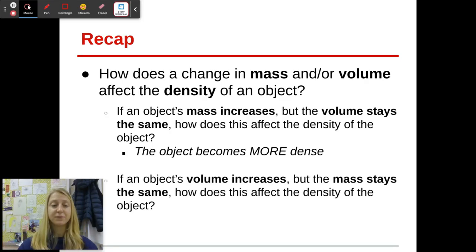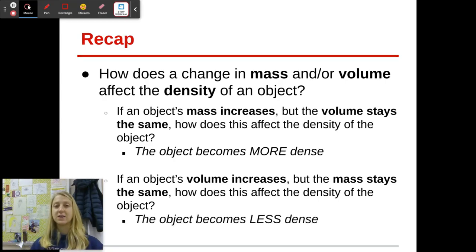And then the flip side of that is if an object's volume increases, so it gets bigger, but the mass stays the same. Now I've got the same amount of matter, the same amount of stuff, but now I've got a bigger space to spread out into. That's going to lower my density. That's when the object is going to become less dense.